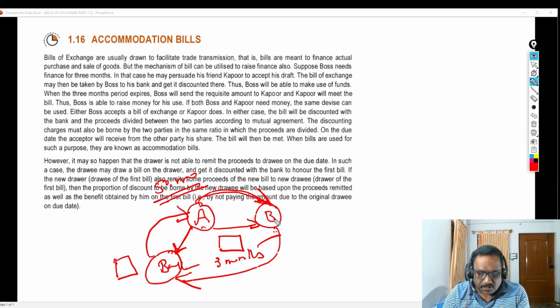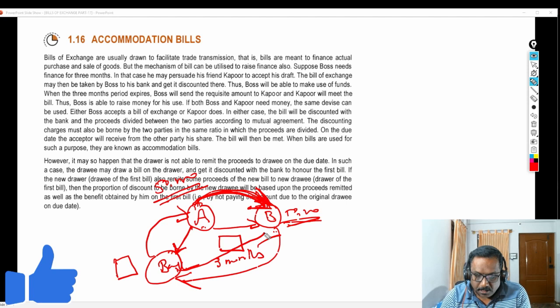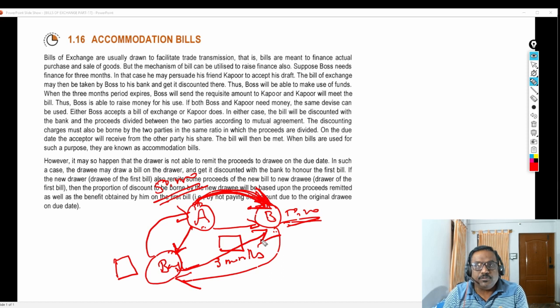No. He just accommodated A. So B will expect A to pay this 50,000 rupees to him before the due date. So before the due date, A is supposed to go to B and pay 50,000. On the due date, the bank will go to B and say, B, you are supposed to pay 50,000 rupees to me. Take this bill and pay me 50,000. Then B will pay that amount.